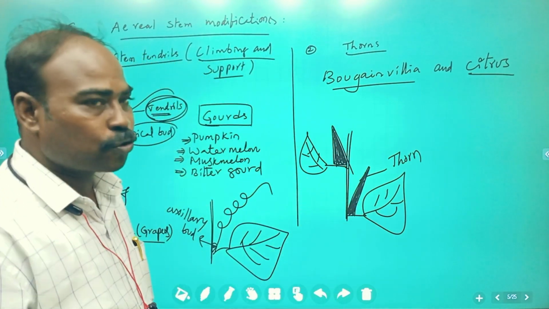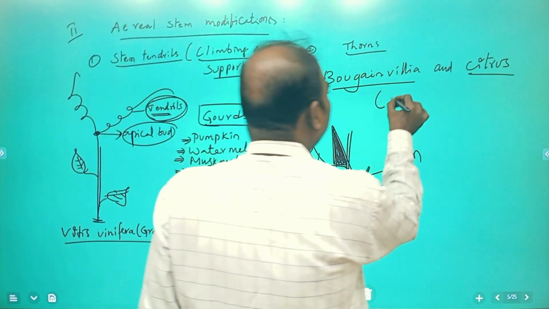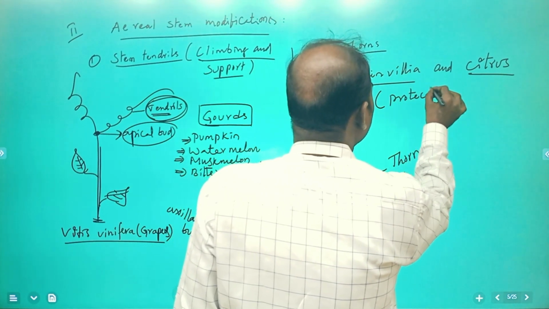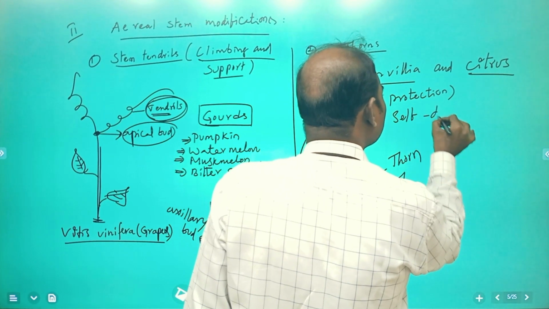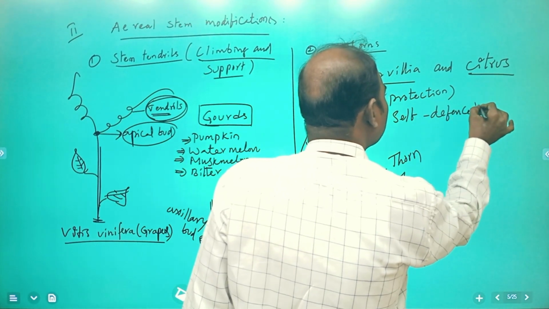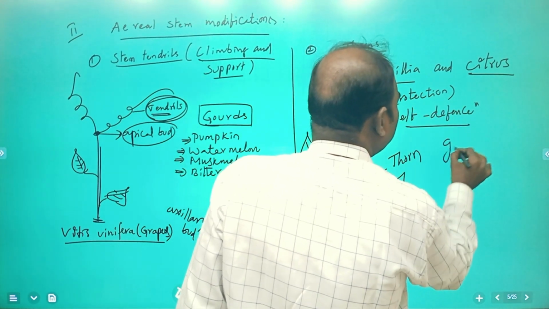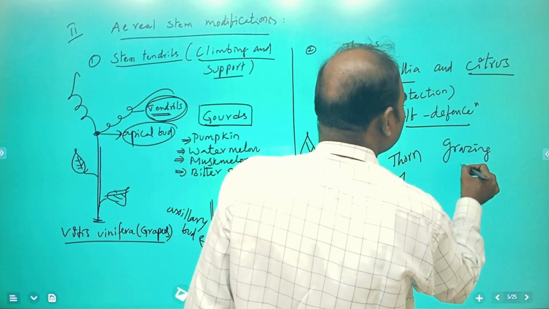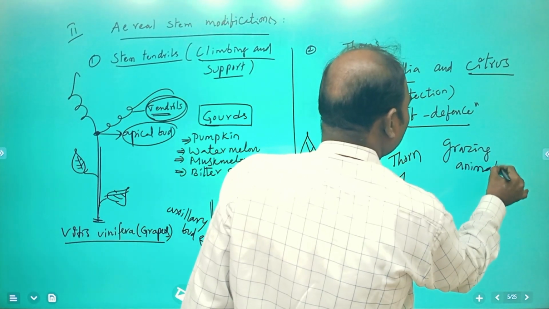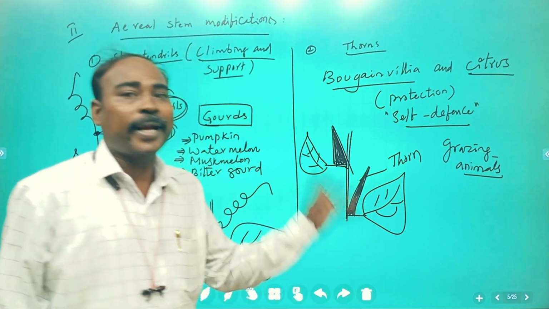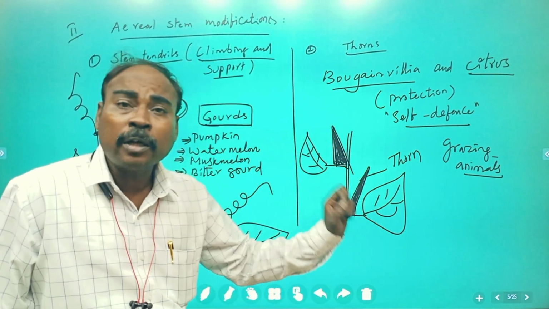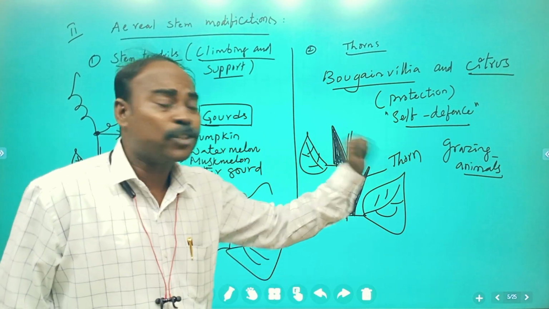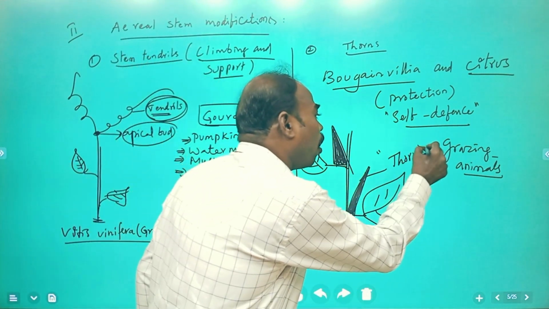These thorns help for protection, or self-defense, from grazing animals. The plant protects itself from the grazing animals by producing hard, woody, pointed structures called thorns.